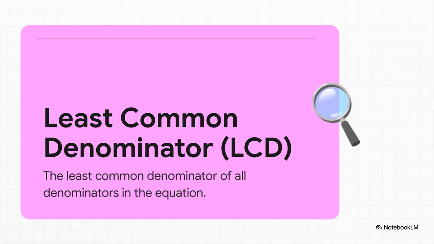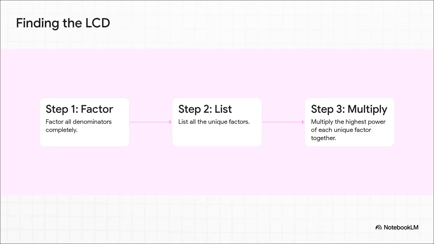So what is this master key? It's the least common denominator, or the LCD. Now, the technical definition is right there. It's the smallest thing that all your denominators can divide into. But here's the real magic, the reason we call it the master key. The entire point of the LCD is to do one beautiful thing: get rid of the fractions completely. Just poof, gone. And finding it isn't some kind of dark art, it's a system, a simple process.